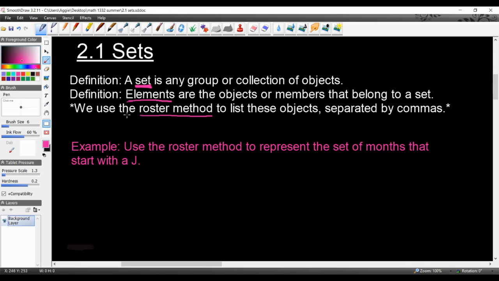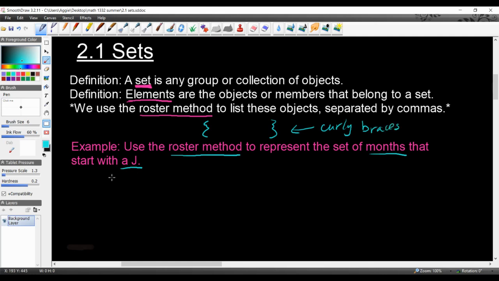So I'm going to go ahead and just jump right into an example just so you can see what I'm talking about. In our example, we want to use the roster method to represent the set of months that start with a J. I did need to add that for the roster method, we have to use these curly braces. Okay, so I want to make a note of that.